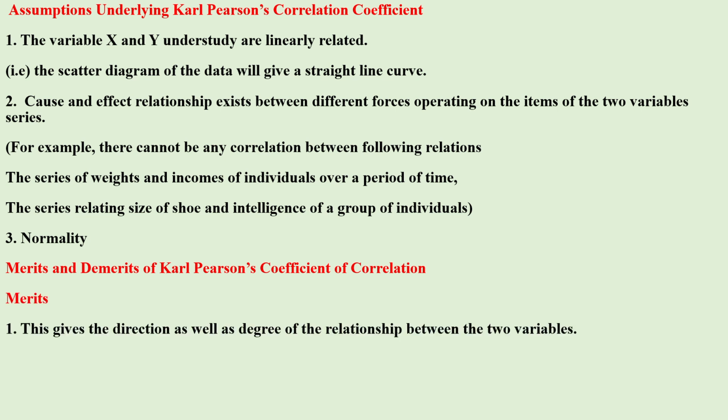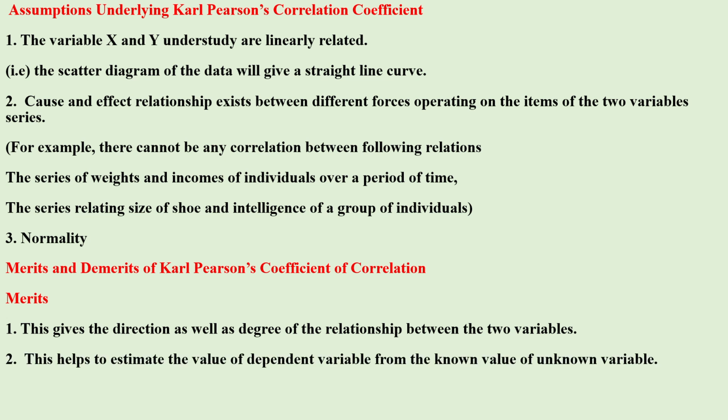Now the merits and demerits of the coefficient. Merits: first, it gives the direction as well as the degree of the relationship between the two variables. Second, it helps to estimate the value of the dependent variable from the known value of the independent variable. Third, it is easy to calculate. Demerits: it assumes only a linear relationship; other than that, we cannot use it. Sometimes it takes time; if you have big data, it takes time to calculate. It is affected by extreme values, the maximum and minimum values, because we are using the mean or assumed mean.